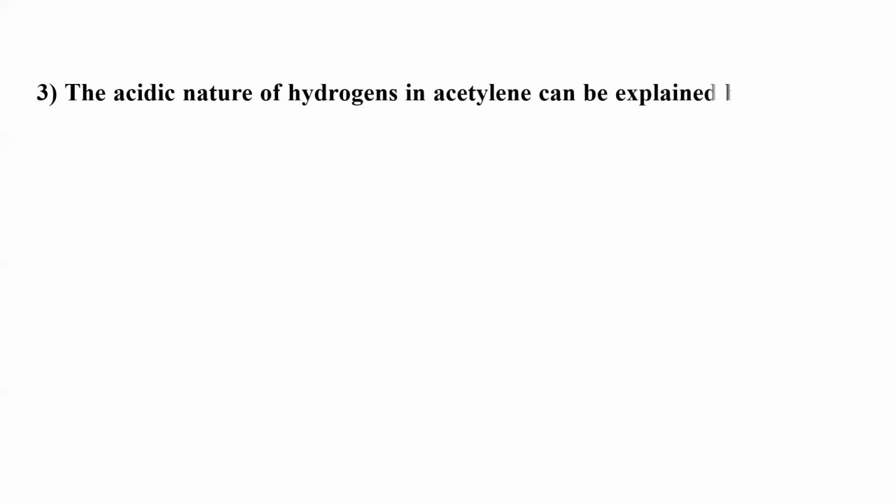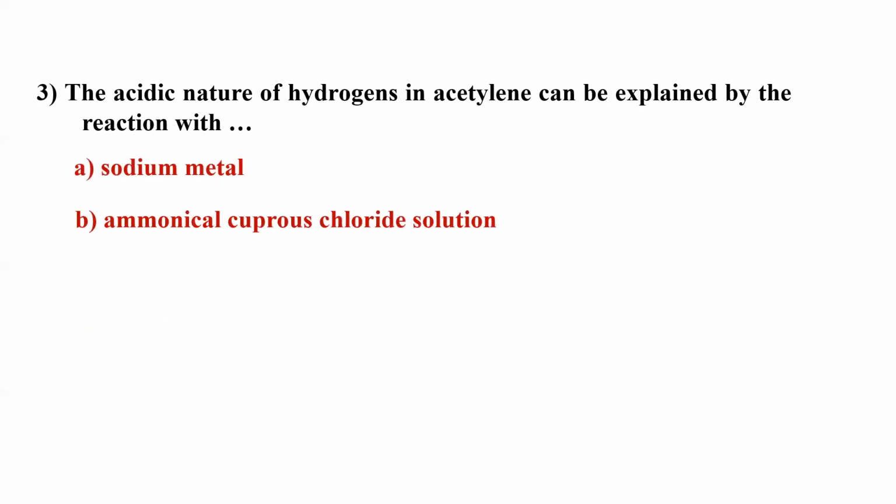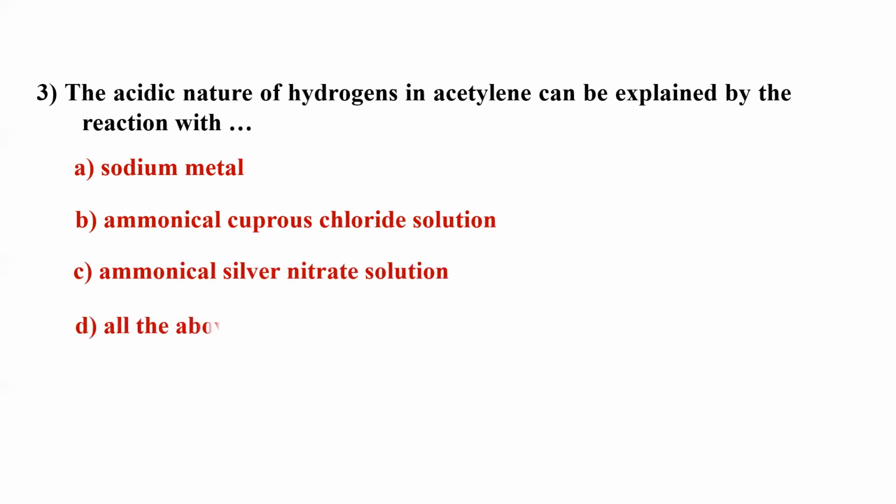The acidic nature of hydrogens in acetylene can be explained by the reaction with what? Sodium metal, ammoniacal cuprous chloride, ammoniacal silver nitrate, or all of the above. We came across this just in the last chemical reaction that we studied. We use all of the above. So you only came across sodium, but we can use ammoniacal cuprous chloride and we can use ammoniacal silver nitrate as well.